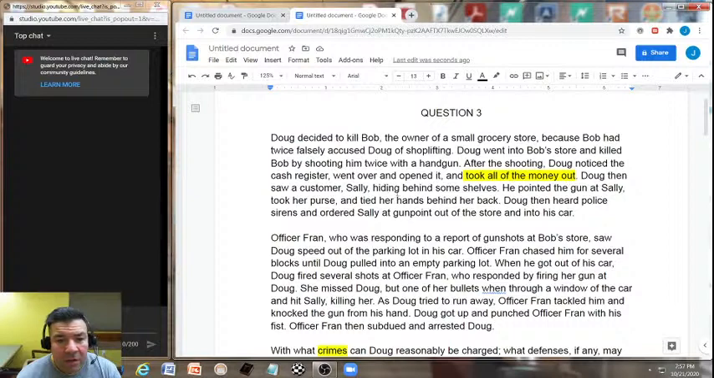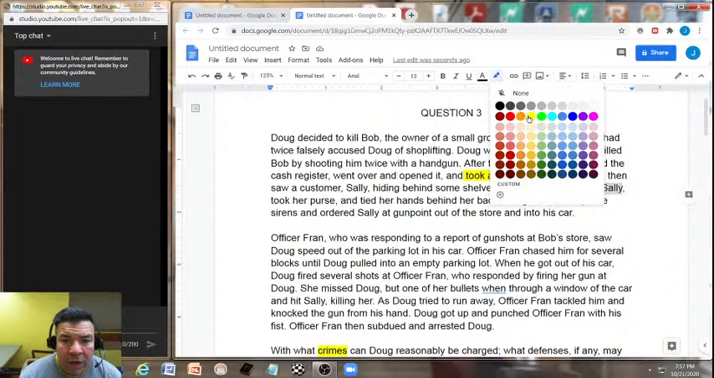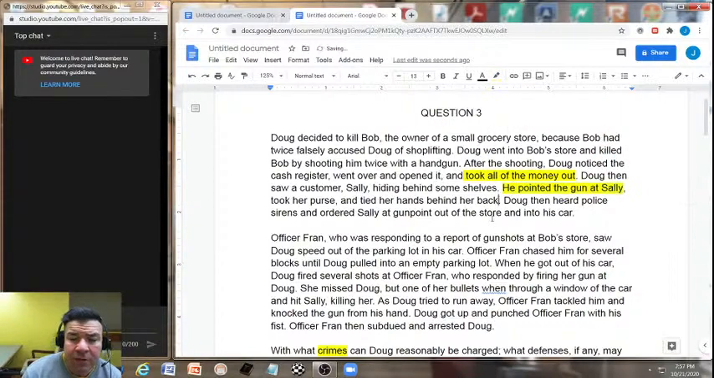This is when Doug then saw a customer, Sally, hiding behind some shelves. So this is like Doug being alerted to the fact that there's another person in the small grocery store. He pointed the gun then at Sally, took her purse, and tied her hands behind her back. Well, when he pointed the gun at Sally, this is when I would see the aggravated assault.